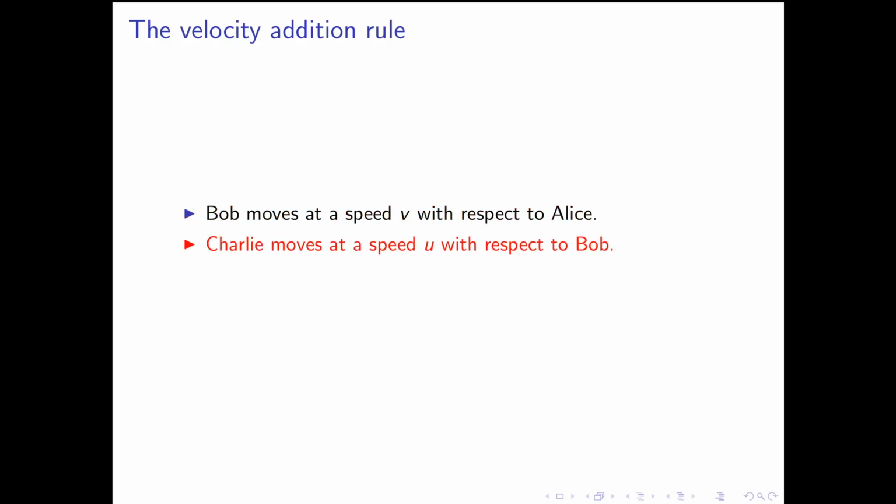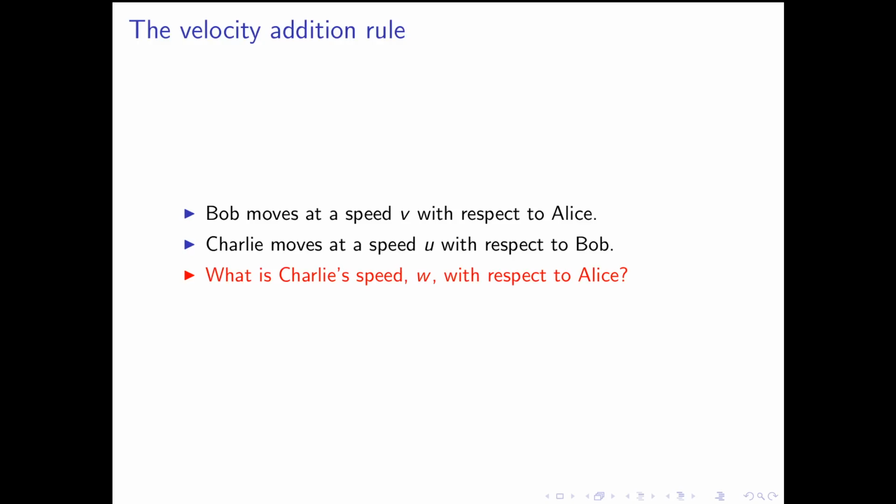Let me just be a bit more clear about this. The problem that we are addressing here is as follows. Here we are talking about three observers, Alice, Bob, and Charlie has joined the gang here. Bob is moving at a speed v with respect to Alice. Charlie is moving at a speed u with respect to Bob. The question that we are addressing here is this. What is the speed of Charlie with respect to Alice? This speed, w, is what we are trying to find out.